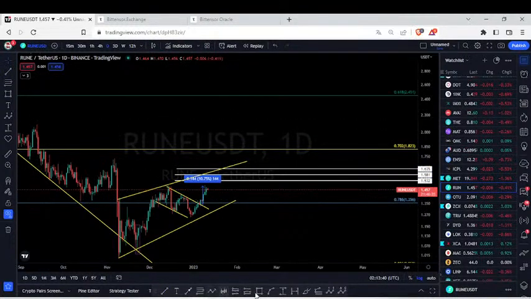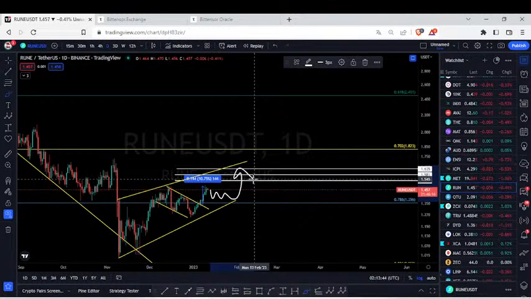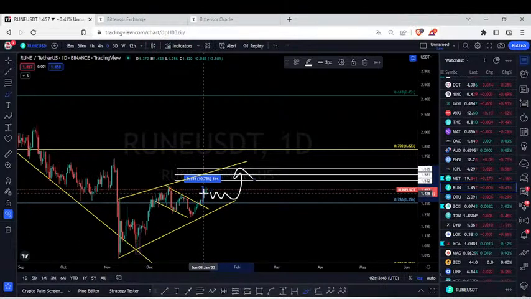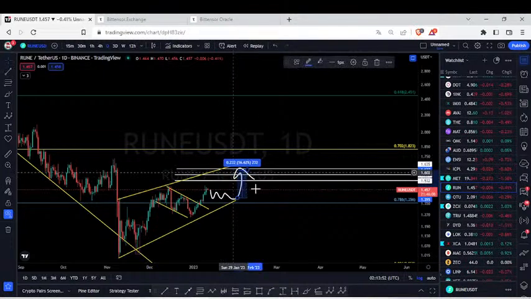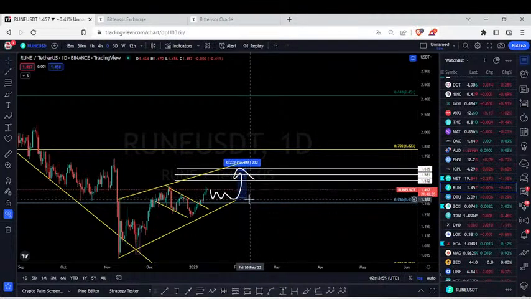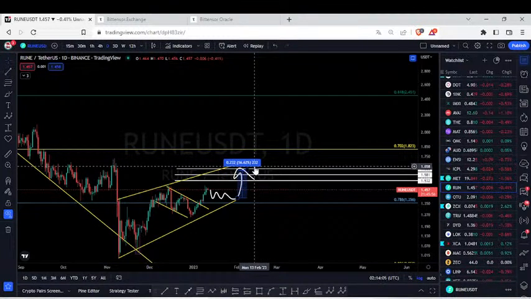And Rune, before I go, while I'm at it, I think Rune will consolidate and give a nice little trade. 16%. I'm going to be waiting for a long on this one. Round about 130s, 130 to 135. I will look for a long position in there, and then go for a 16% gain.